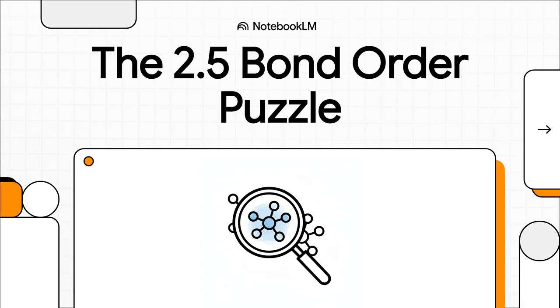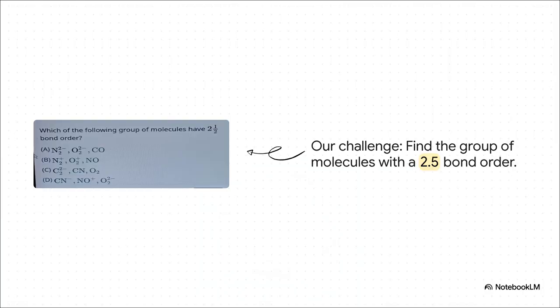All right, welcome. Today we've got a really fun chemistry puzzle to solve together. We're on the hunt for a very specific number, a bond order of 2.5, and we're going to figure out exactly which group of molecules fits the bill. Okay, so let's get right into it.